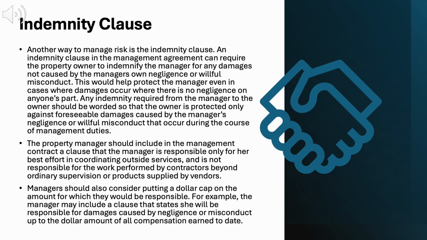Any indemnity required from the manager to the owner should be worded so that the owner is protected only against foreseeable damages caused by the manager's negligence or willful misconduct that occurred during the course of management duties. The property manager should include in the management contract a clause that the manager is responsible only for her best effort in coordinating outside services and is not responsible for the work performed by contractors beyond ordinary supervision or products supplied by vendors. Managers should also consider putting a dollar cap on the amount for which they would be responsible. For example, the manager may include a clause that states she will be responsible for damages caused by negligence or misconduct up to the dollar amount of all compensation earned to date.